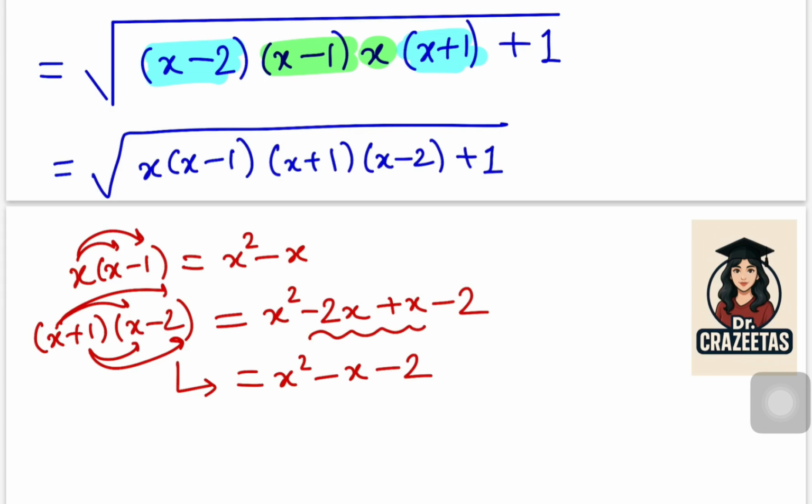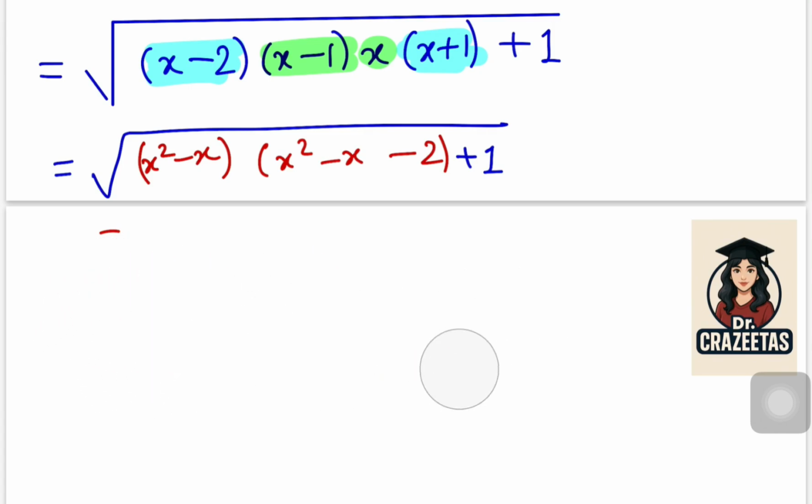So now let's put these values in the previous step. When we substitute in place of x into x minus 1, the value we obtained is x squared minus x. And for the next two brackets multiplication, we have obtained x squared minus x minus 2. Why have we assigned such a combination? You can see the beauty of this step. What is the beauty? This is the same term we have obtained.